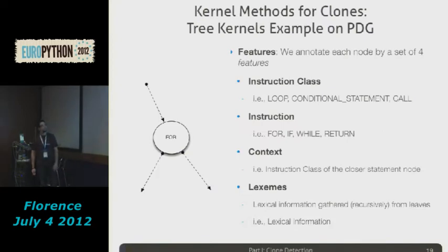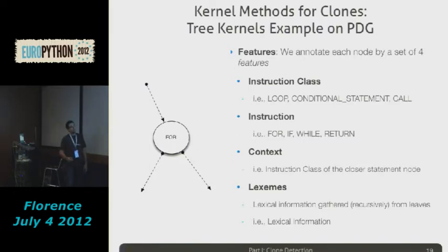Let me give you an example. This is what I did for kernel methods applied to, oh sorry, this is a typo. This is not the PDG but the AST. So this is a node of the AST, so it is a tree, not a graph. And I defined a set of 4 features for each node. In particular, I said that each node in the AST has the first feature, which is the instruction class. So each node refers to an instruction in the code, as you know, and this feature identifies which is the class of the instruction it refers to. For instance, if this node refers to a for loop, it is the root of a for subtree. The instruction class for this node is loop, a general loop. The instruction feature, instead, tells that this node is not a general loop, it is a for loop.